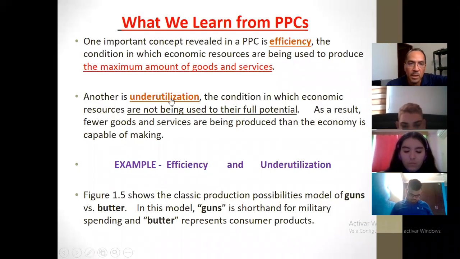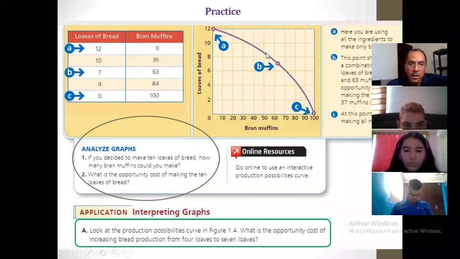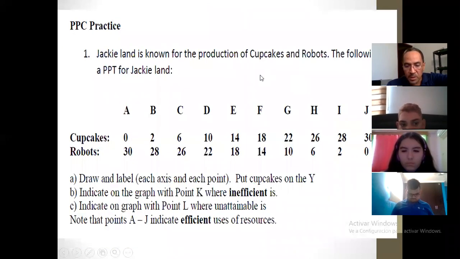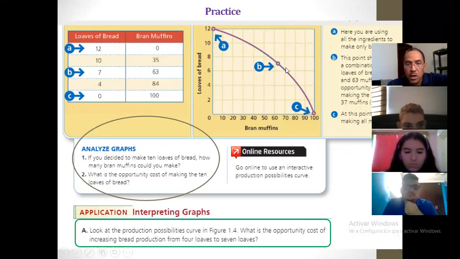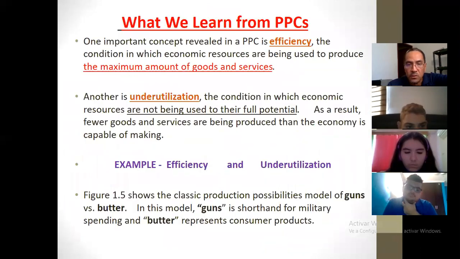Now remember, keep this in mind. If you move from here to here, this is unattainable, que no se puede obtener. Why? Because this is the frontier. Now, anything that you produce está debajo, under this limit, means that you are not using your resources efficiently. This area is the inefficient area. And this area is the unattainable.